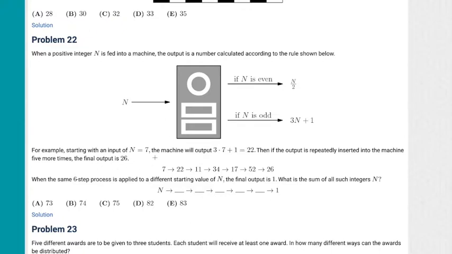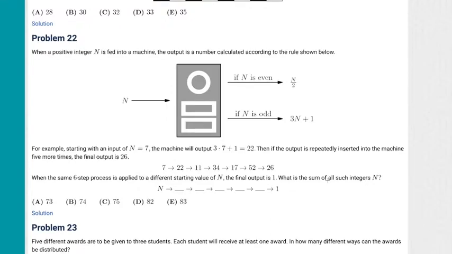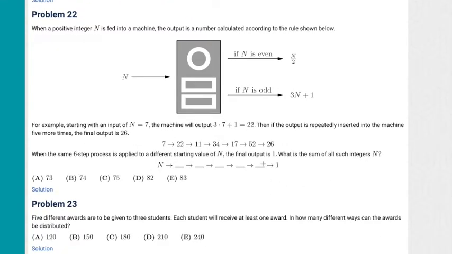So here's an example with n equals 7, right? It ends up as 26 in 6 steps. So now we're doing the same 6-step process to a different value of n, but the final output is 1. What's the sum of all possible integers n? So the easiest way to do this problem is to reverse engineer this, right?